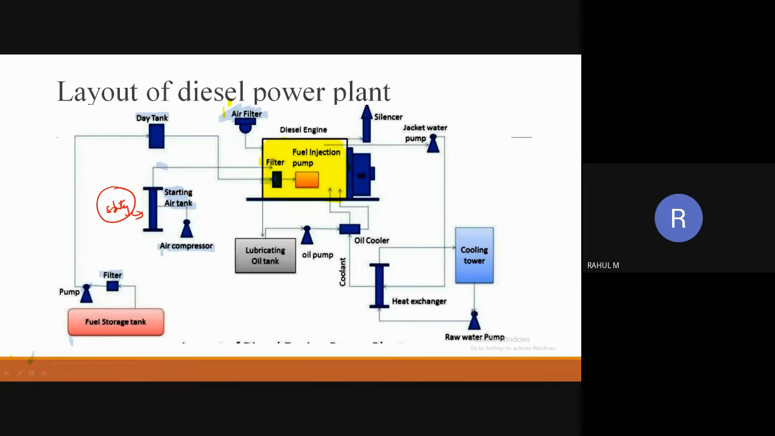Similarly, for cooling purposes, water is taken from the raw water cooling tower and the coolant is fed into this diesel engine. Okay, and finally the exhaust is taken to the silencer. The cooling water circulates, and the excess water is again recirculated through a water jacket continuously. So this is a basic layout for a diesel engine.